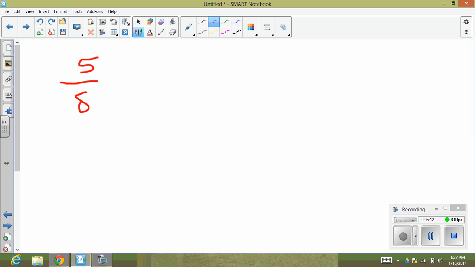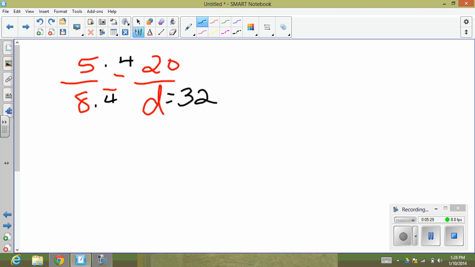I have 5 over 8 is equal to 20 over D. And we can do this a couple of ways. When I look at this, I see 5 times 4 gives me 20. So I can simply do 8 times 4, which means D must equal 32. Right, the problem comes up if the numbers don't work out that evenly.